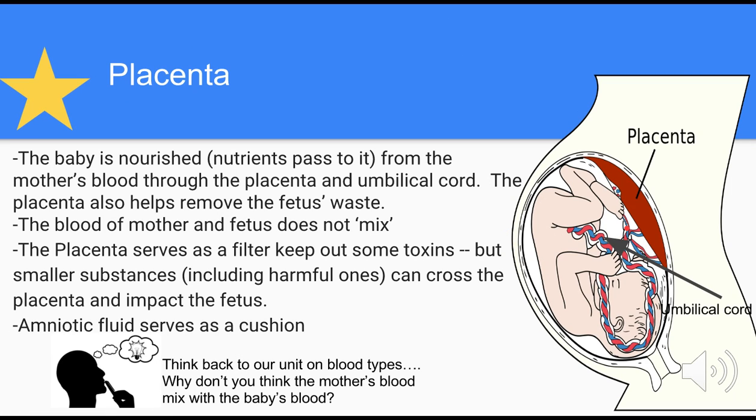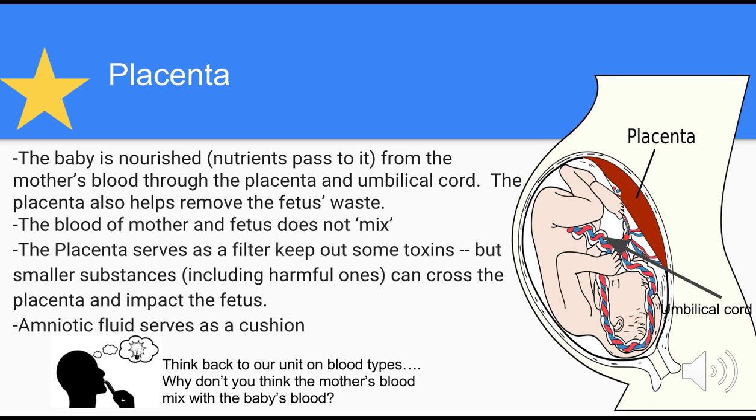The purpose of the placenta: the baby is nourished through the placenta. So the mom's blood is here-ish. And nutrients pass from the mother's blood into the placenta. The blood isn't mixed together. There's no mixing of the blood. It's just that the nutrients diffuse across the membrane of the placenta, similar to the way that we saw oxygen and carbon dioxide diffusing through the alveoli of the lungs, or the way that we saw water diffusing through the cell layer of the onion. Those nutrients diffuse through the placenta.